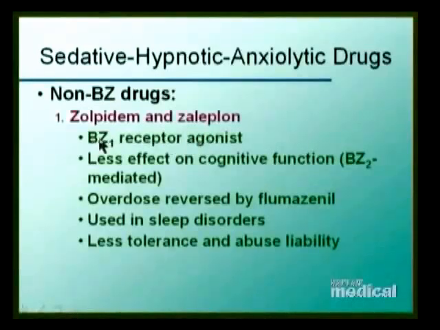The advantage of those two drugs is to have less effect on cognitive function, which tends to be BZ2 mediated, particularly not having such an issue with problems such as anterograde amnesia, cognitive dysfunction like impaired learning, and so forth. Because they're benzodiazepine agonists, they are reversed by flumazenil, in spite of the fact that they're not benzodiazepines. They're purely used in sleep disorders and are associated with less tolerance and abuse liability than benzodiazepines themselves.